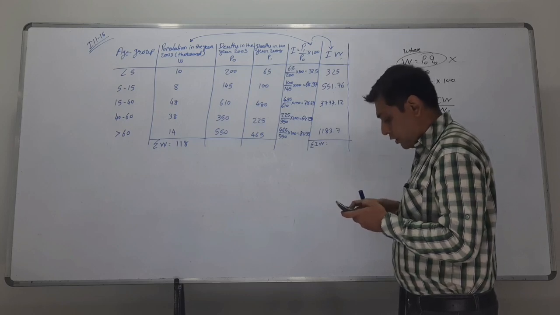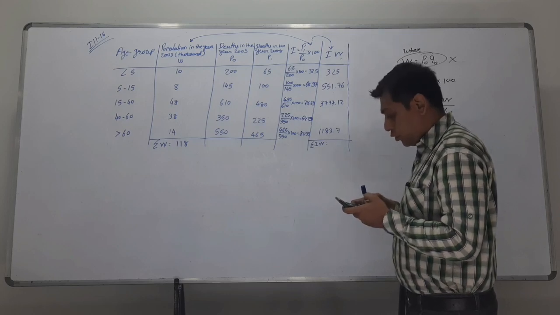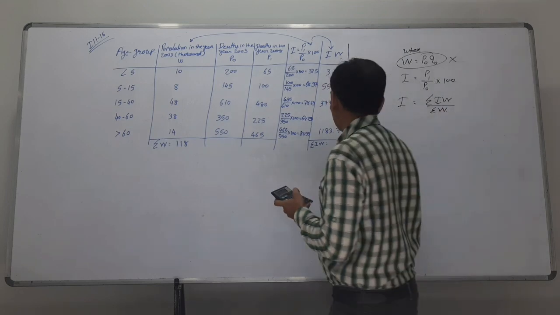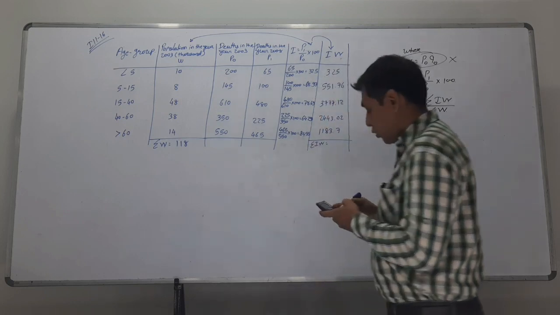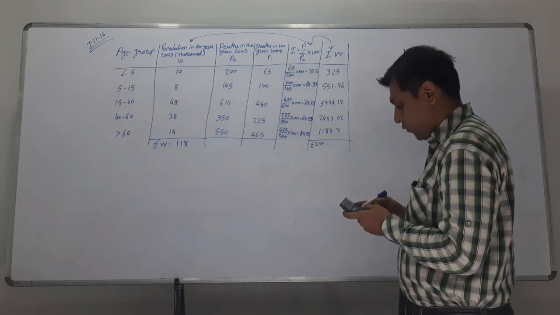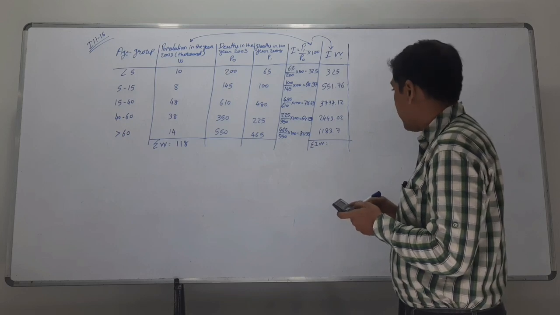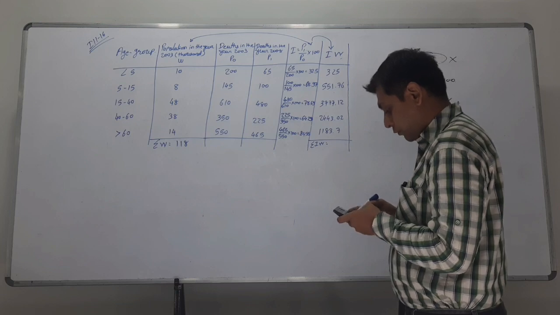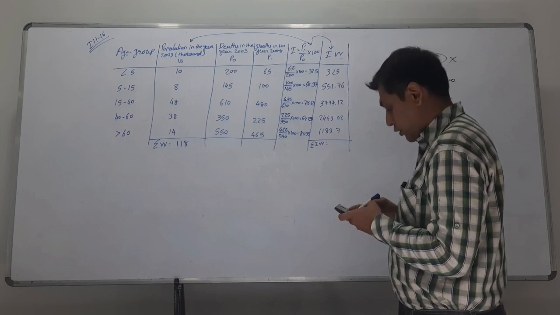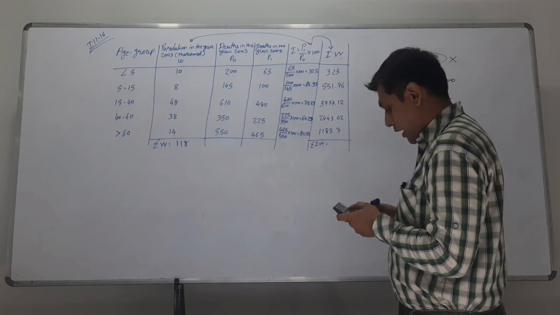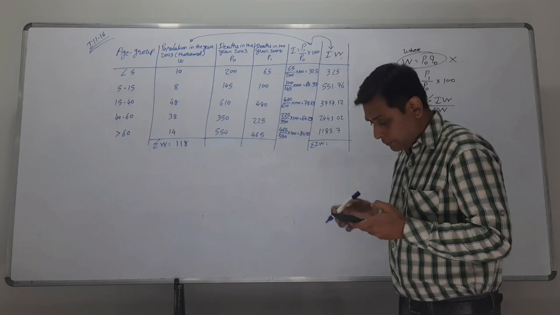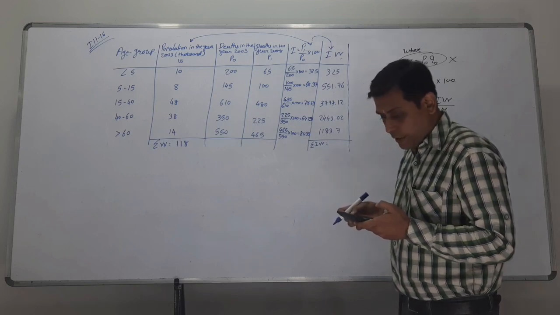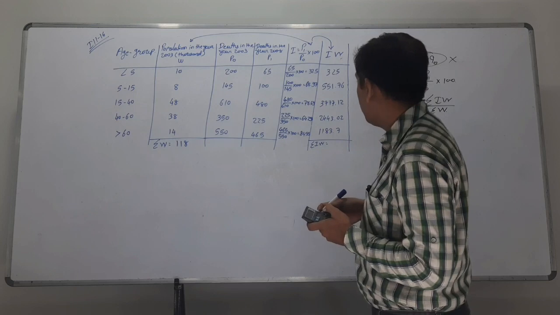38 into 64.29. So 2443.02. So what is the total now again? 325 plus 551 plus 3777.12 plus 2443.02 plus 1183.7. The answer is 8279.84. No, it is wrong again.